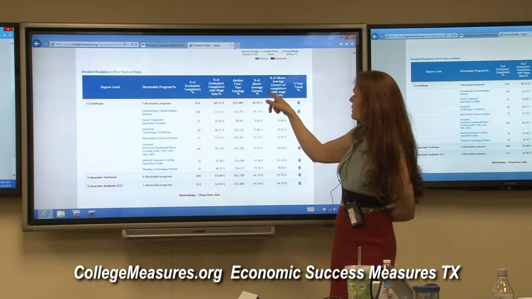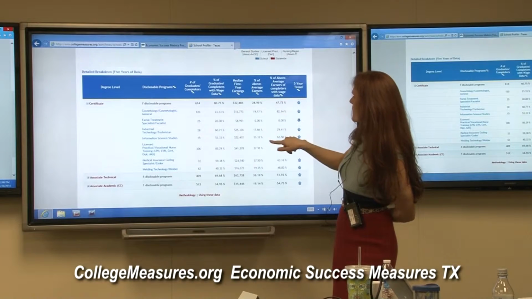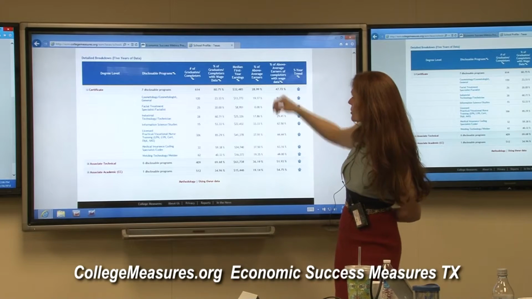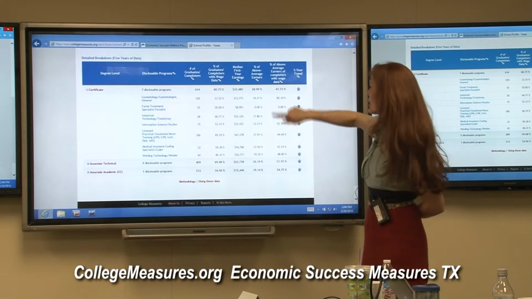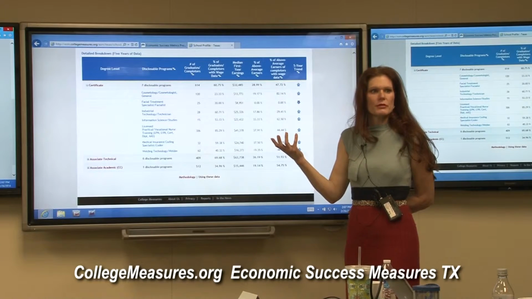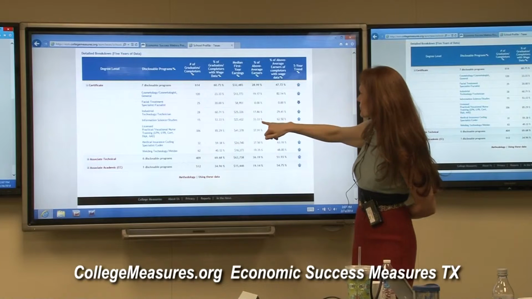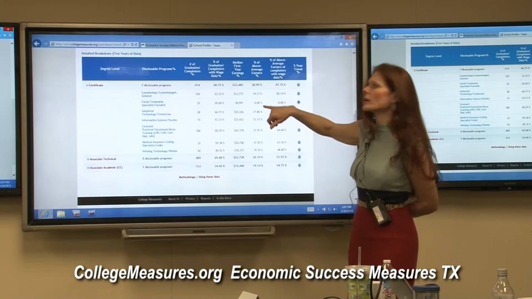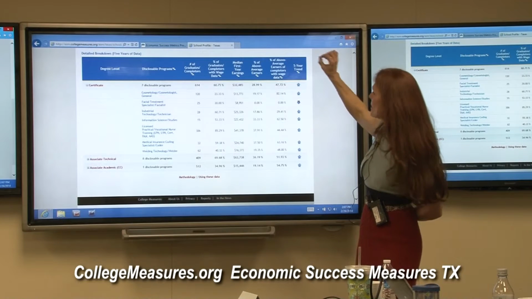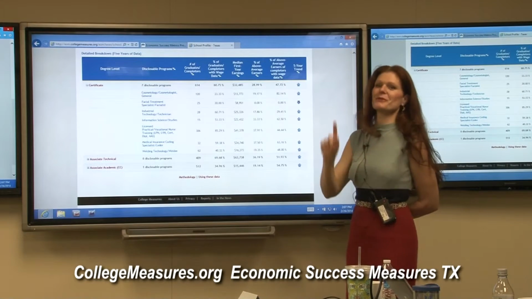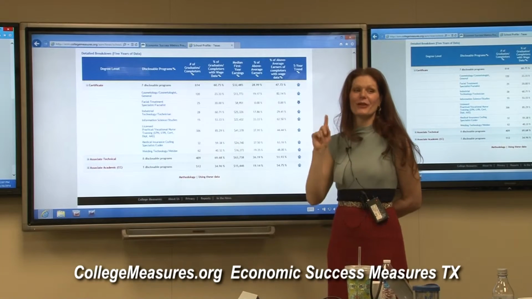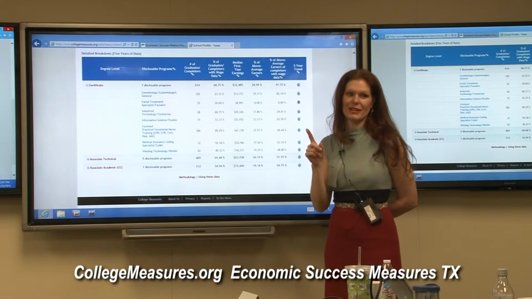Percent of above average earners. So this is now looking at the average and what percent of people with this award were making above that average wage. And it kind of gives you an idea of, are these top end earners out of this degree program? Does that make sense? Okay. Percent of above average earners of completers with wage data. So again, going back to that workforce file, are we actually able to connect this person to wage data?